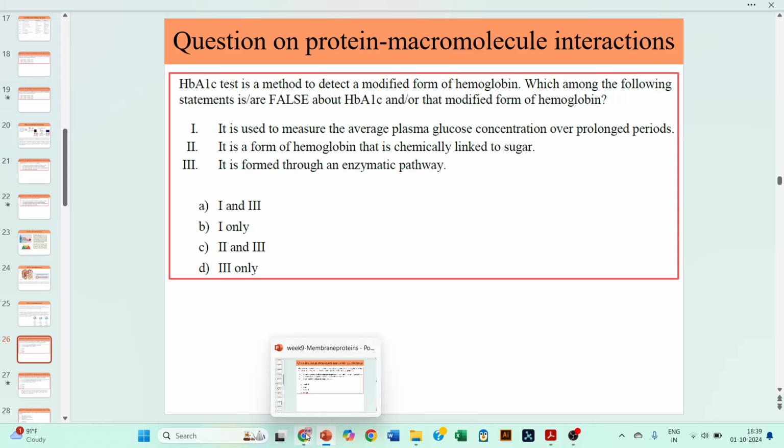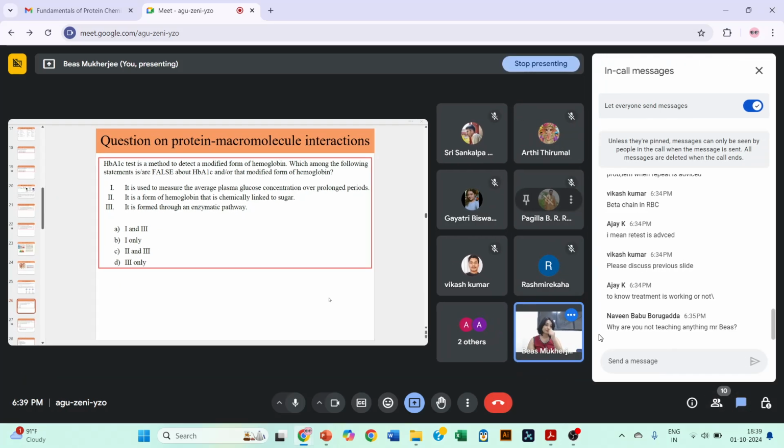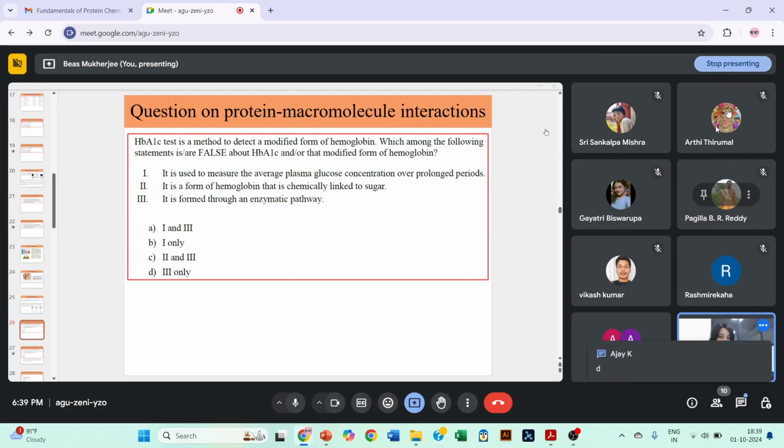Okay, so we come to the question. Please try to answer this question. Okay, so you're saying that it is D. So the first option is HbA1c test is a method to detect a modified form of hemoglobin. Which among the following statements is or are correct about HbA1c and or modified form of hemoglobin?